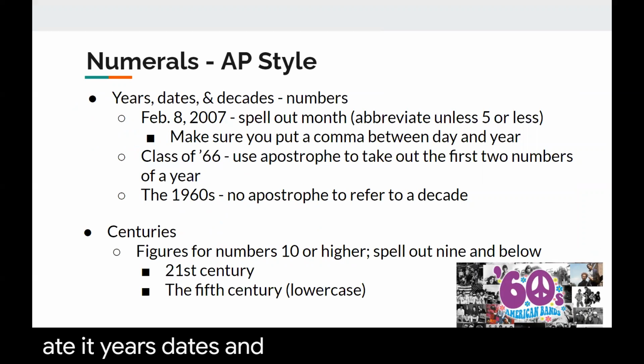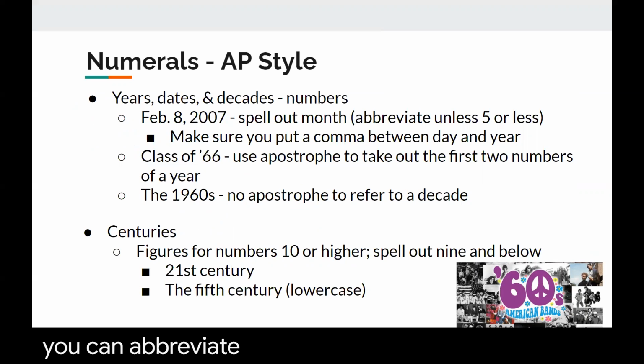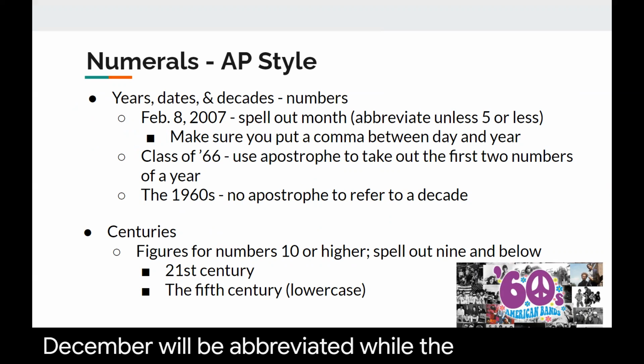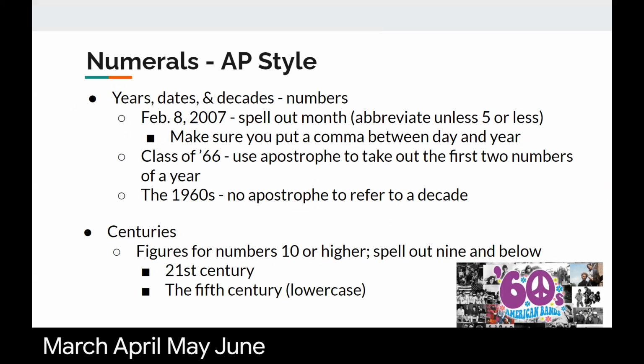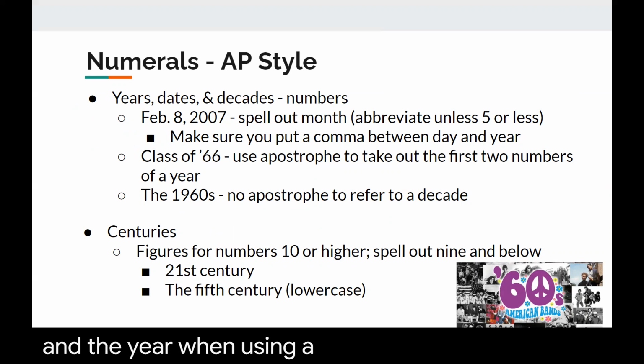Years, dates, and decades almost always use numbers. Make sure that you spell out the month, but you can abbreviate a date if the month has more than 5 letters. So the months of January, February, and then August, September, October, November, and December will be abbreviated, while the months of March, April, May, June, and July will never be abbreviated because they are not more than 5 letters. Make sure you put a comma between the day and the year when using a full date.